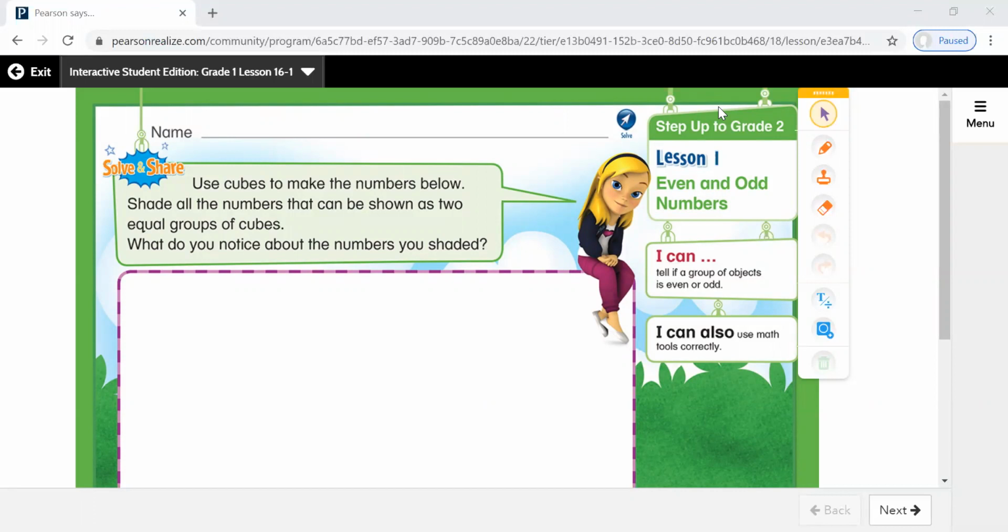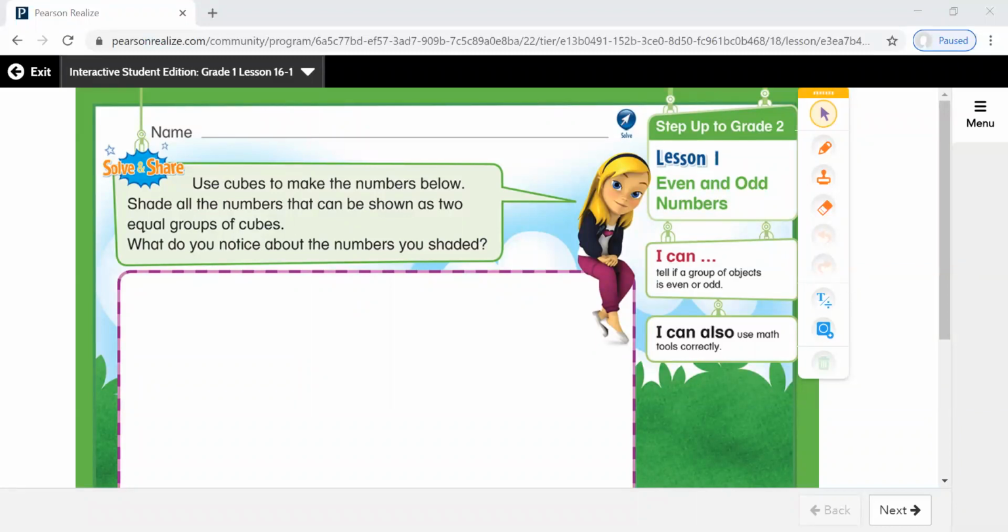Our lesson today is even and odd numbers. All the numbers in the world can be divided into two groups. Even numbers, repeat with me, even, and odd numbers, repeat, odd. Now, what are the even numbers and what are the odd numbers?